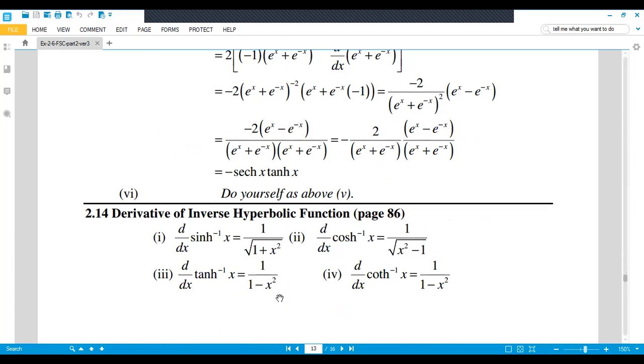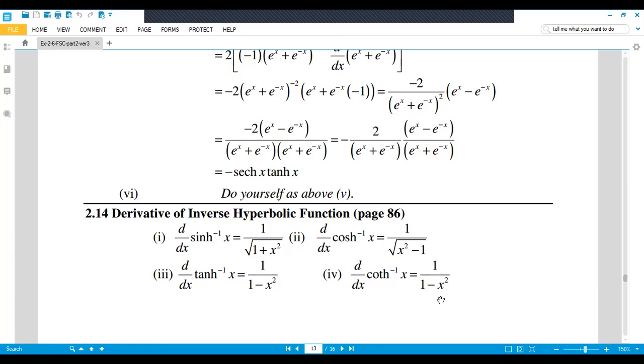Now come to the next, the inverse hyperbolic function. If you have inverse hyperbolic functions, you memorize these values. Sine hyperbolic inverse x is 1 over under root 1 plus x square, and cos hyperbolic inverse function is the same, but x square will come at the start, x square minus 1. Tangent hyperbolic inverse function is 1 over 1 minus x square.